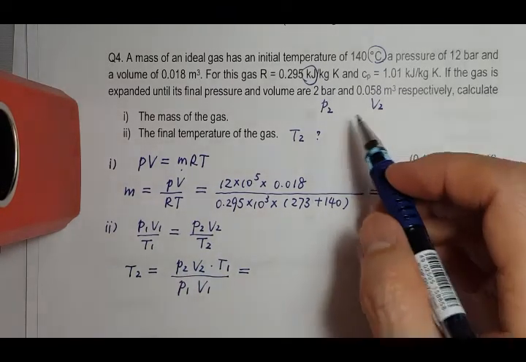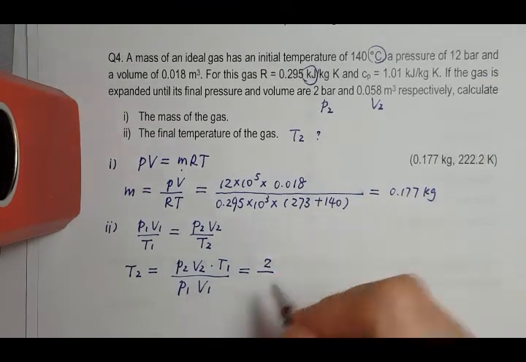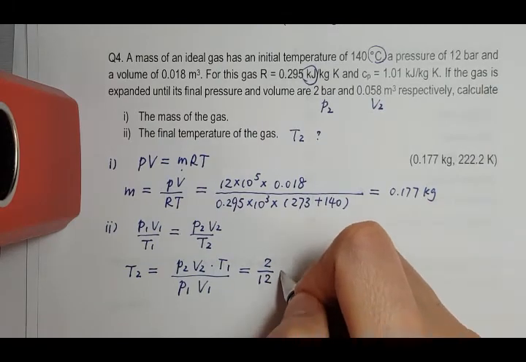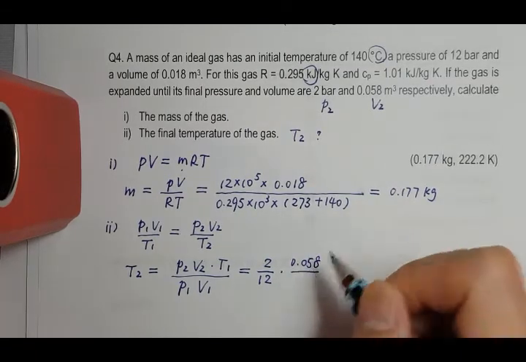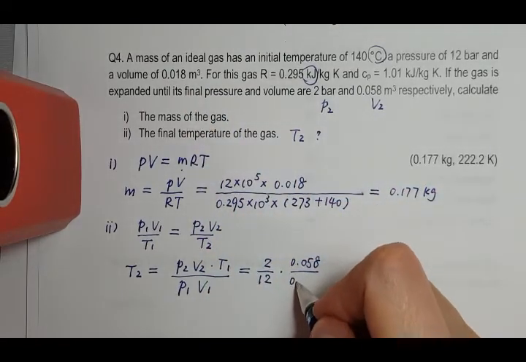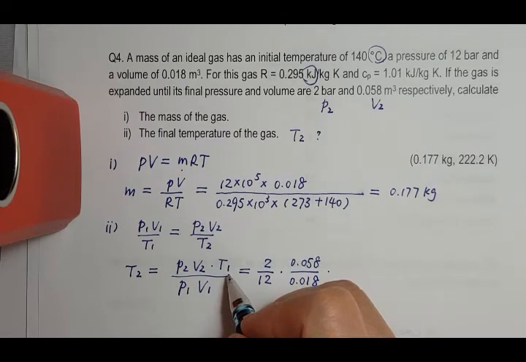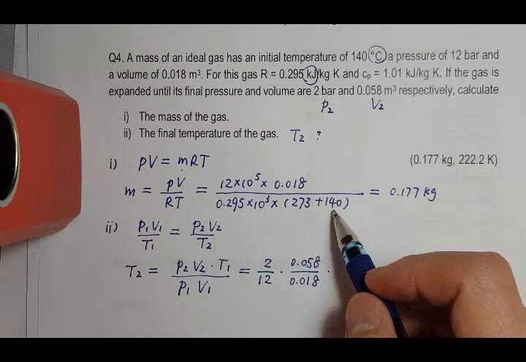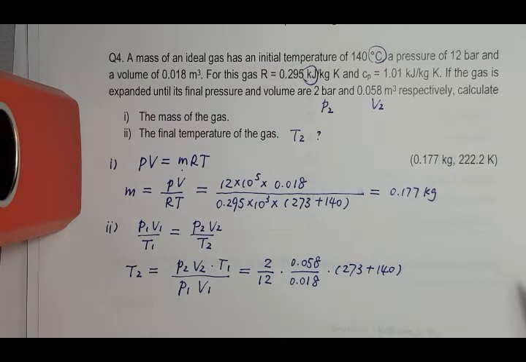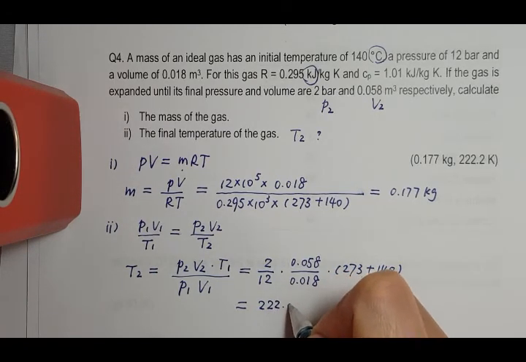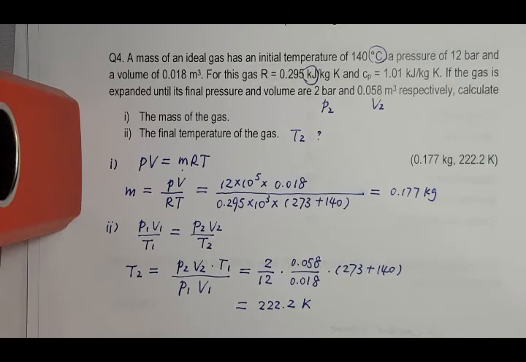Okay, so if I write P2, 2 bar, over P1, which is here 12 bar, times V2, which is here 0.058, over V1, times T1. T1, again, we need to convert to Kelvin, so that's 273 plus 140. And then we can calculate the temperature, which is 222.2 Kelvin. Okay, so that's the video solution for question 4.